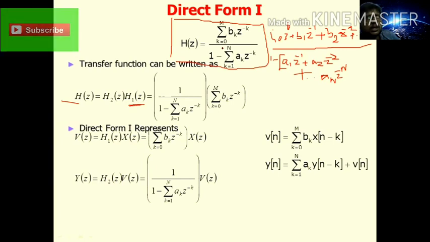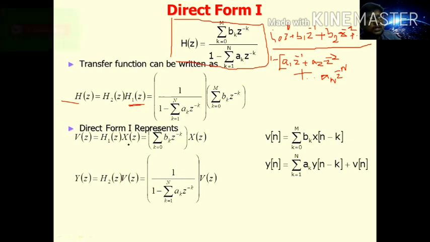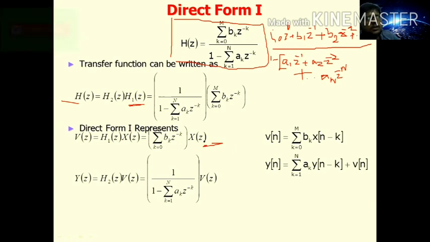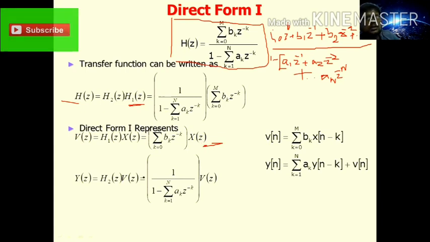Okay, now the direct form 1 representation. So v of z is equal to h1 of z multiplied with your input signal x of z. Similarly for the output, y of z is h2 of z multiplied with v of z. So it means this portion, you assign some dummy output variable for your first system. Okay, so I have to add some dummy output for this value, that is v of z, which is multiplied with your second system, right?